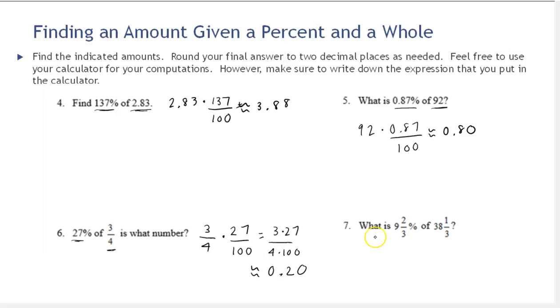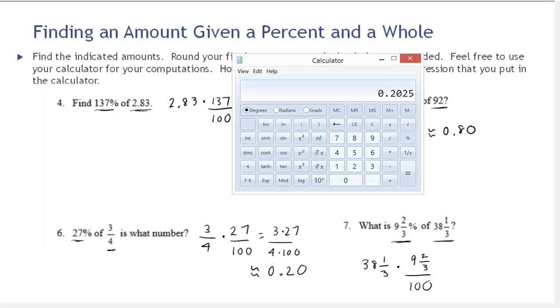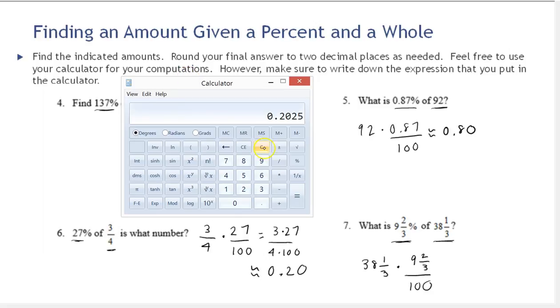And our last one, what is 9 2/3%, so there's our percent, of 38 1/3. Okay. Again, don't worry about the mixed numbers. So our whole is 38 1/3, and we want to multiply that by 9 2/3 over 100. Okay. And if we just use parentheses, we won't have any problems. Okay. So remember, 38 1/3 means 38 plus 1/3, and I'm just going to put everything in parentheses to be safe.